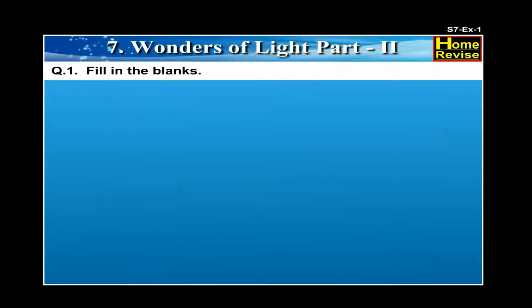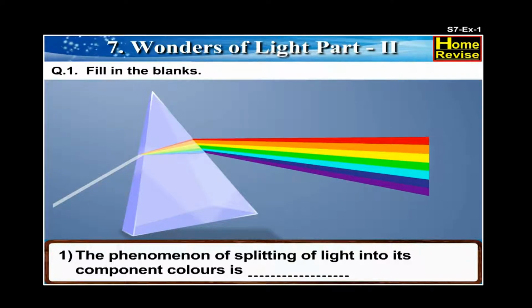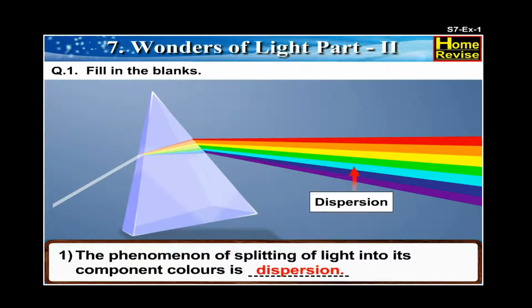Exercises. Question 1. Fill in the blanks. 1. The phenomenon of splitting of light into its component colors is called dash. The answer is: the phenomenon of splitting of light into its component colors is called dispersion.